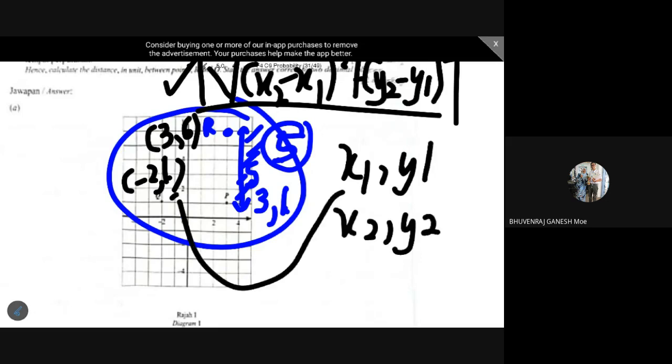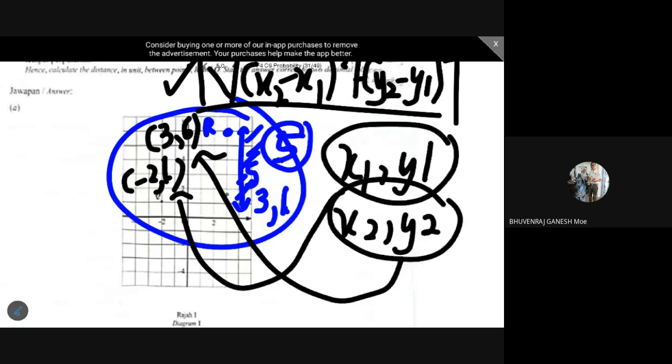Are these two points fixed for only R and S, or can we change them however we like? Where do we put X1, Y1, X2, Y2? Is it fixed or can it change? Yes, very good. Anywhere can, guys. Yes, it can change. As long as you pair them correctly.